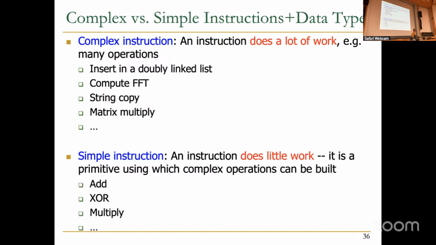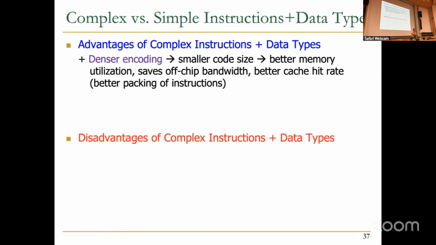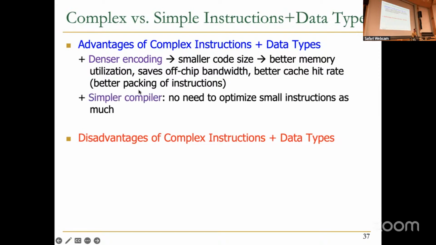Add, XOR, multiply. So the advantage of complex instructions and data types is you have much denser encoding. Your programs are much smaller. You have smaller code size, which means that you don't need a lot of memory, hopefully, at least for the code. You don't need to fetch that program far away from memory and storage into your on-chip caches, as we will discuss later on. And because everything is smaller, you keep things on chip. So we're going to talk about caches. This is good for caching, for example, as we will see later on.